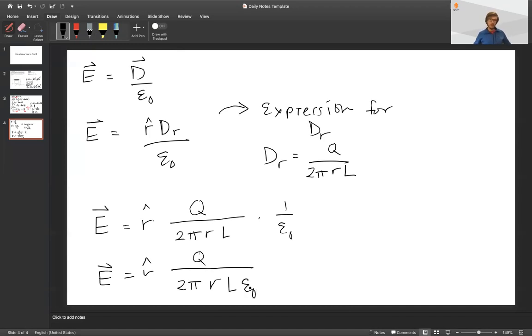Just like this. So now we have an expression for the electric field, which is what we want to find, but we still don't know what Q is. So what is Q?